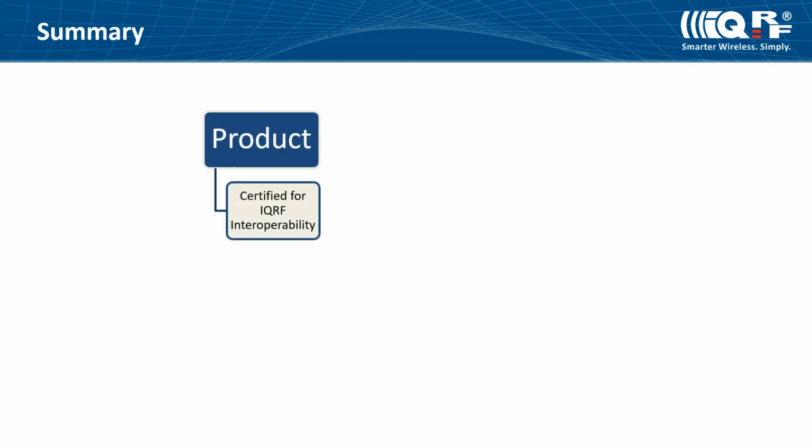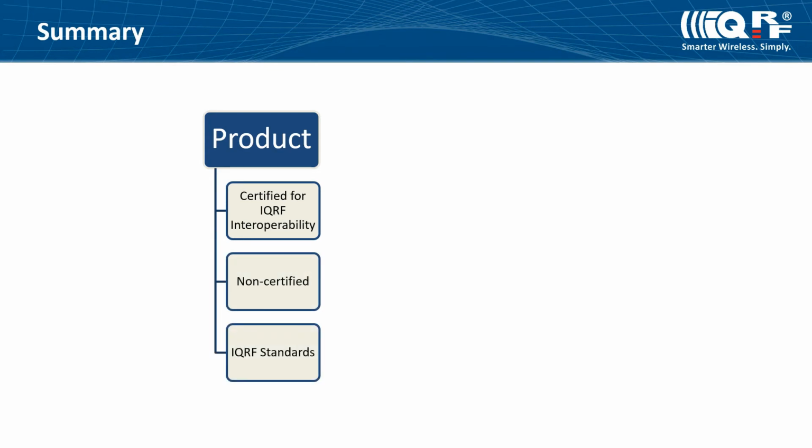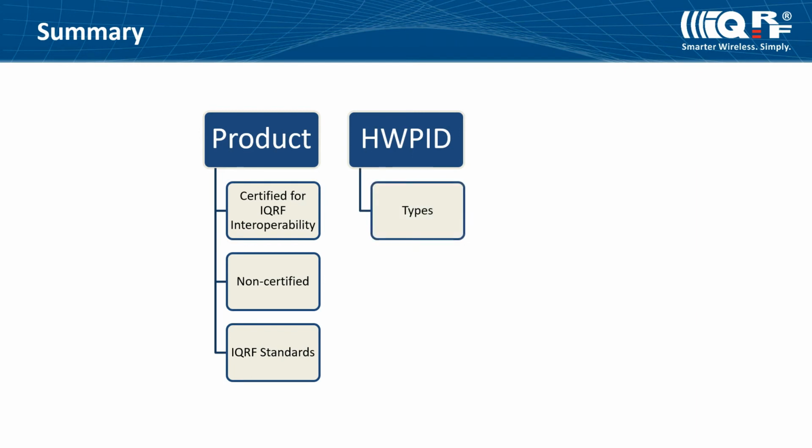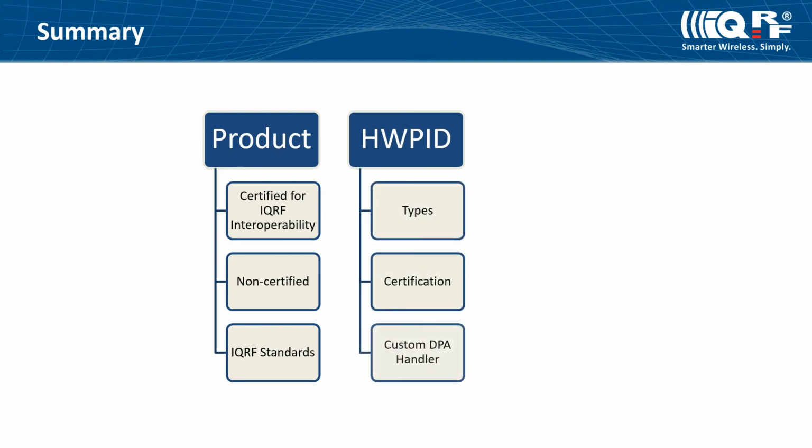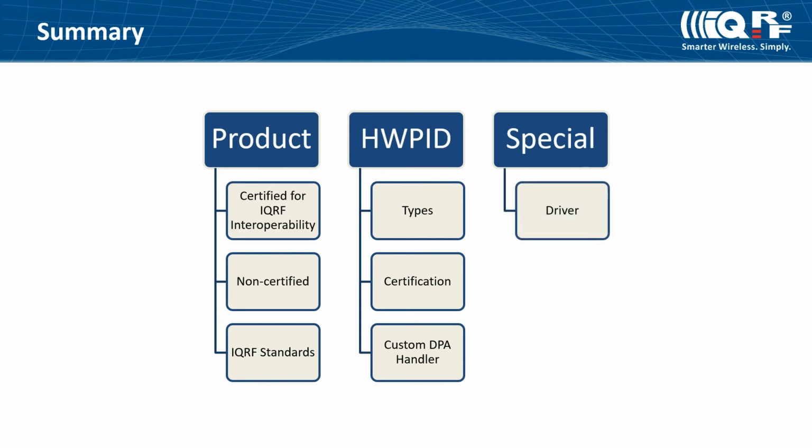You learned why to consider whether or not to certify the device for IQRF interoperability and what the current IQRF standards are. You also learned which hardware profile IDs you can work with, how they relate to a device certification, and how to integrate hardware profile IDs to the custom DPA handler. In case you work with special quantities which are not standardized, you need to write a driver which will enable you to work with such quantities as if they were standardized. You also learned about the custom DPA handler bridge.